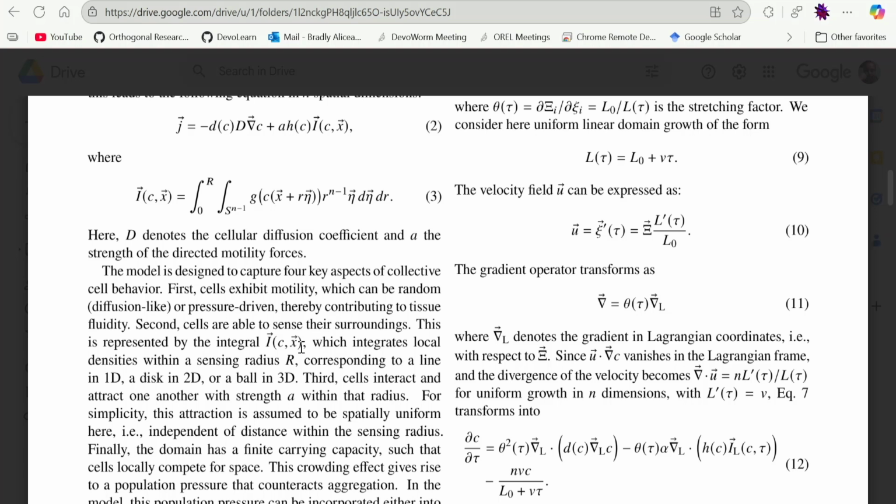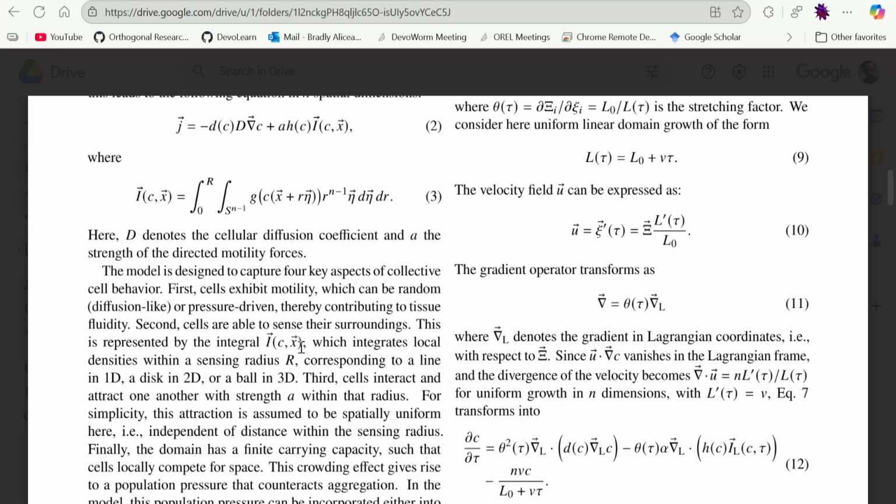Second, cells are able to sense their surroundings. They have sensory receptors, and they can sense these stimuli that lead to these taxic behaviors. So you have durotaxis and chemotaxis and even phototaxis, although I don't know how relevant that is here.